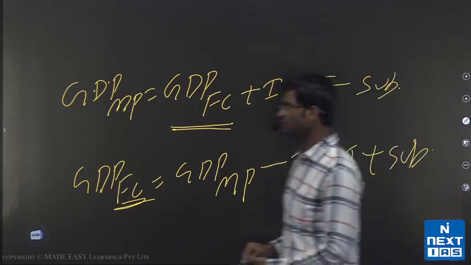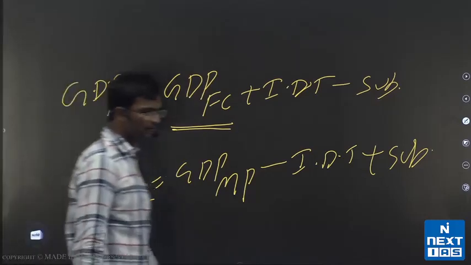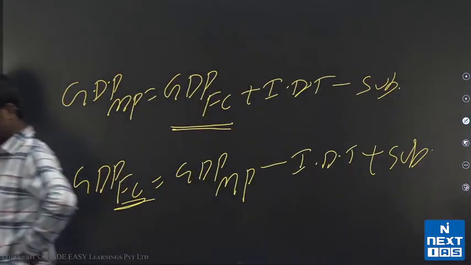Right? GDP at market price is equal to GDP factor cost plus indirect taxes minus subsidies. Write down. GDP factor cost is equal to GDP market price minus indirect taxes plus subsidies.